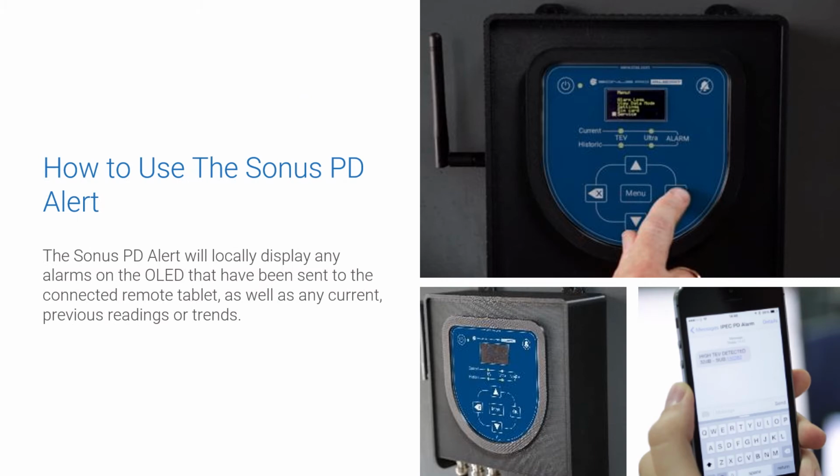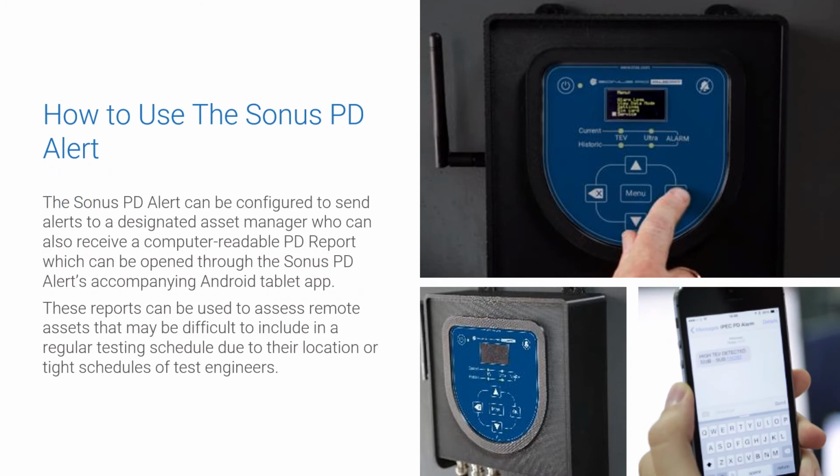The Sonos PD Alert will locally display any alarms on the OLED that have been sent to the connected remote tablet, as well as any current, previous readings, or trends. The Sonos PD Alert can be configured to send alerts to designated asset managers who can also receive a computer-readable PD report, which can be opened through the Sonos PD Alert's accompanying Android tablet app.